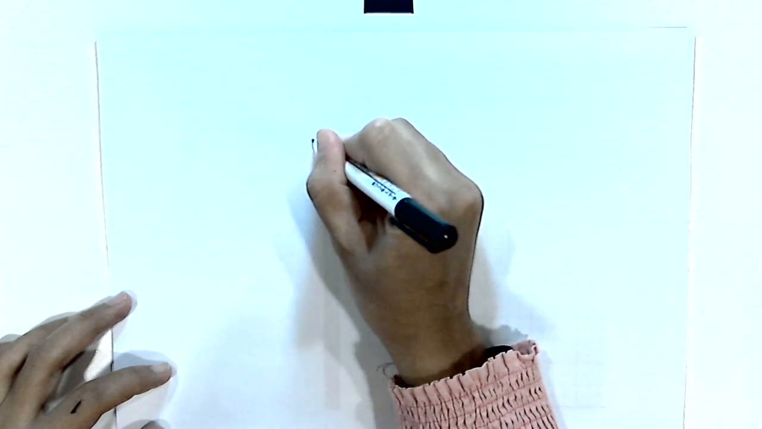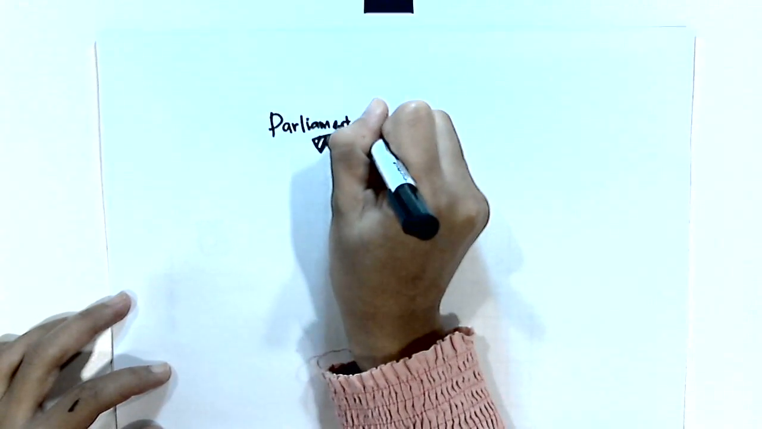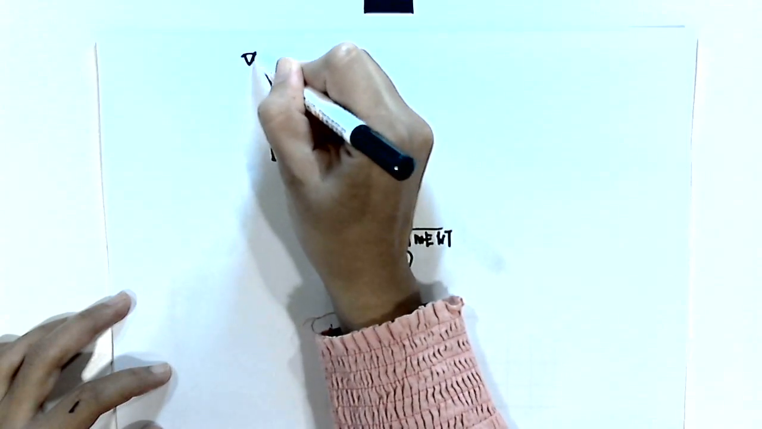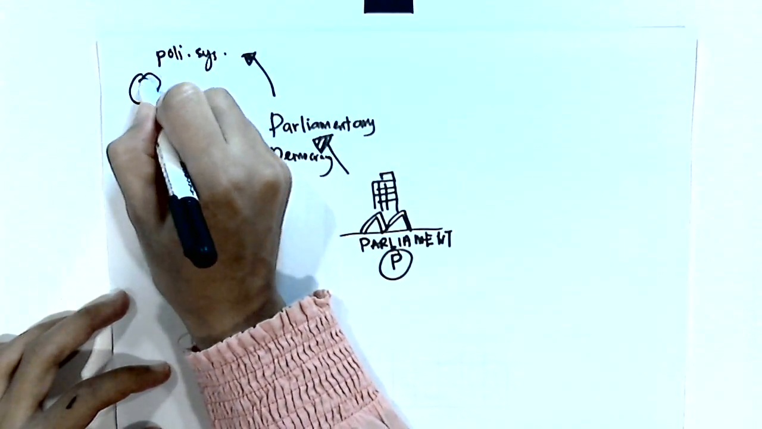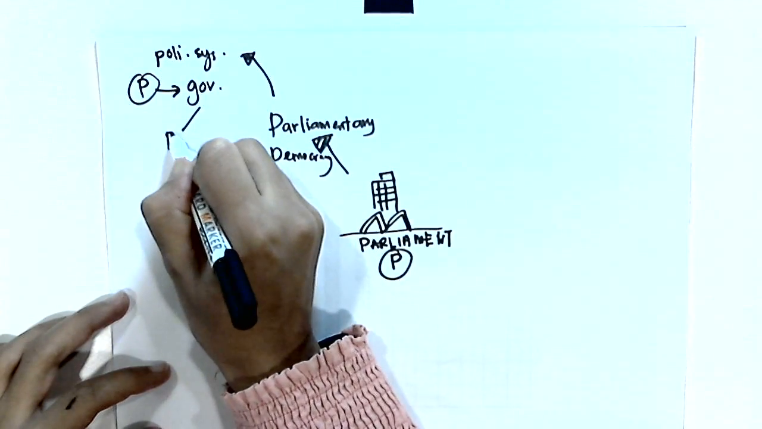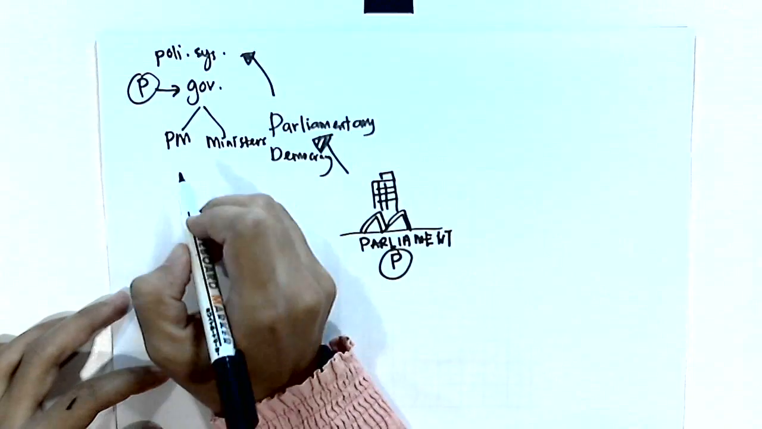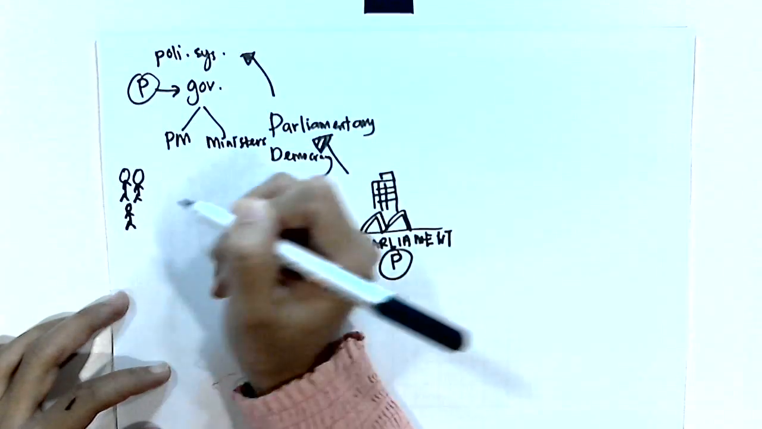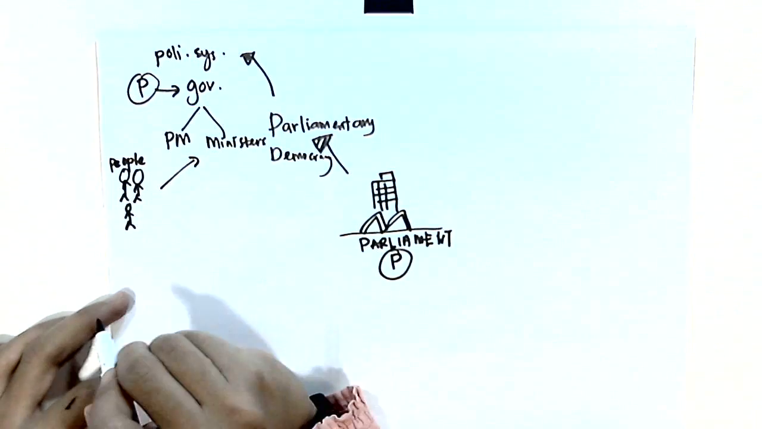First thing, let's try to understand the concept of parliamentary democracy. Basically, this system is a political system in which the parliament has the power to form the government. The government here refers to first, our prime minister, and second, the ministers in the cabinet. In this system also, the citizens who are eligible to vote in the general election will have the power to select the government in the general election.